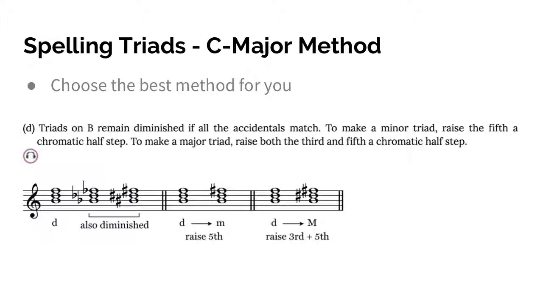And then talking about diminished chords, triads on B remain diminished if all the accidentals match. To make a minor triad, you raise the fifth, a chromatic half step. To make a major triad, raise both the third and the fifth, a chromatic half step. So here we have our diminished. If you just change the accidentals, it's also diminished. To make a diminished chord a minor triad, you raise the 5th scale degree. So we had F natural here. You raise it to F sharp. And now to make a diminished chord major, you have to raise the 3rd and 5th scale degrees of that chord.